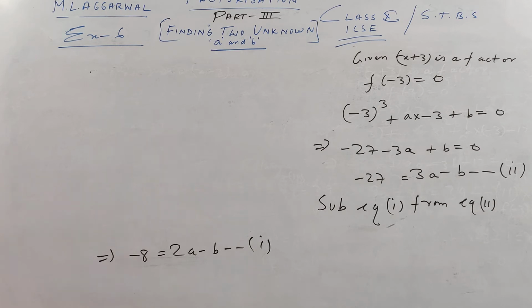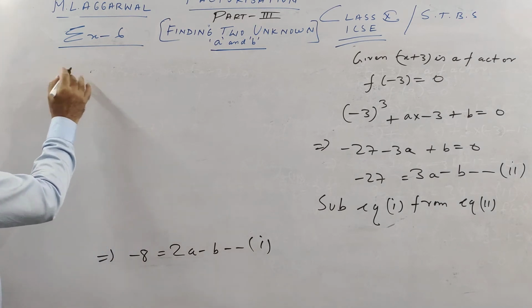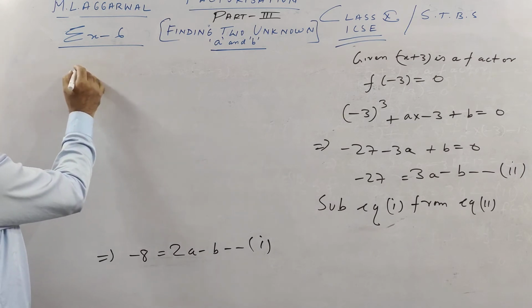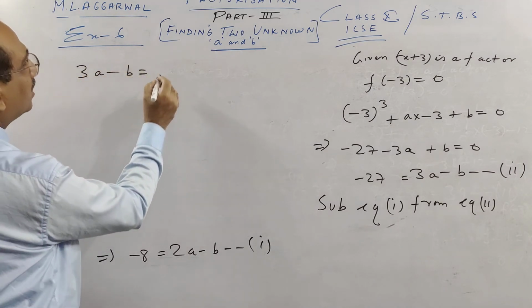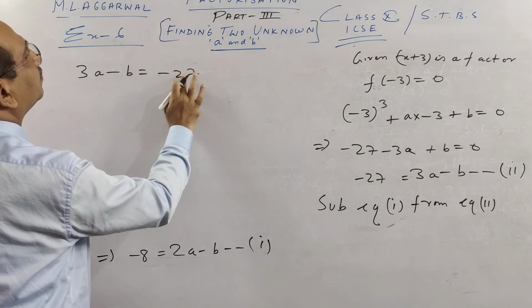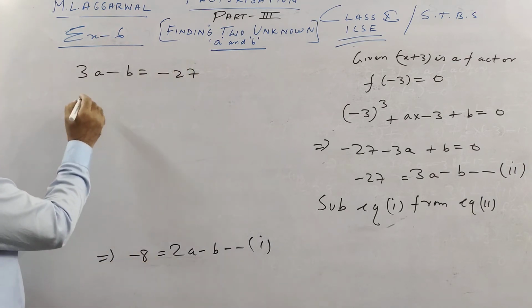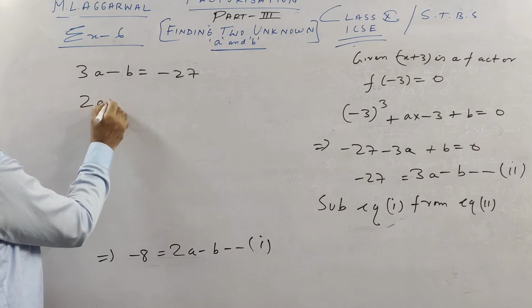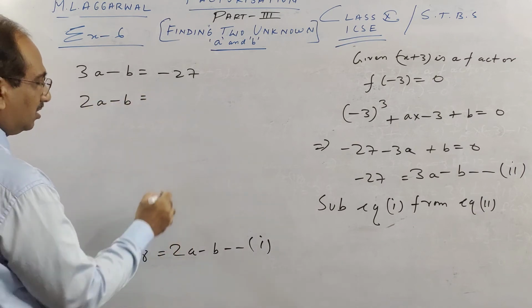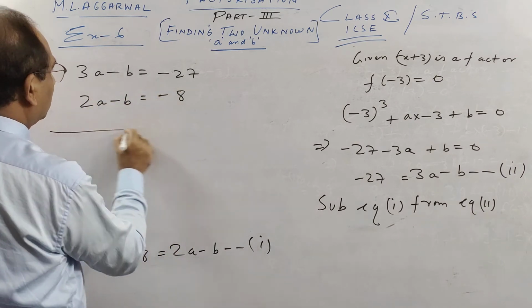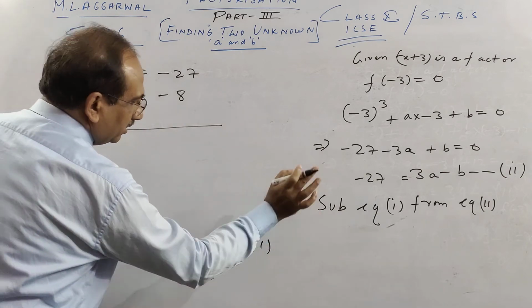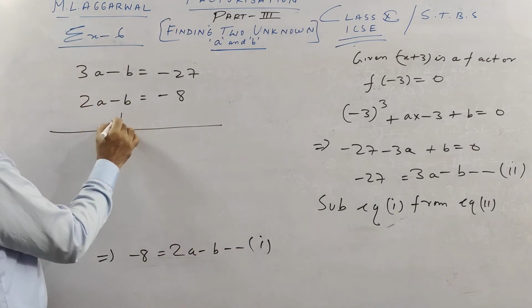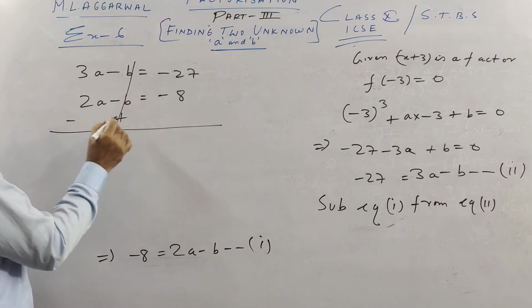So see here, I subtract equation 1 from 2. So equation 2, children, is 3a minus b is minus 27, and this is 2a minus b is minus 8. So since they have the same sign, what we do, we subtract them. When you subtract, children, the sign changes.